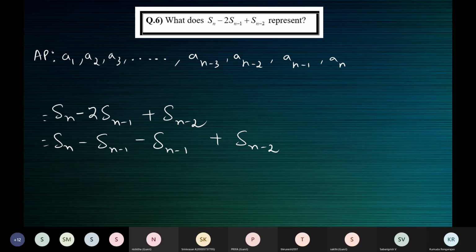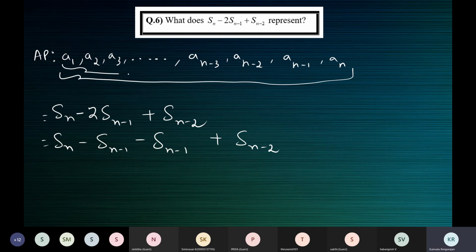Now what is this? What is Sn? Sn is A1 plus A2 plus A3 plus A4 till An, the sum of the first n terms. What is Sn minus 1? The sum of the terms from the first to the n minus 1th term. So what is the difference between the two? The difference between these two is An.